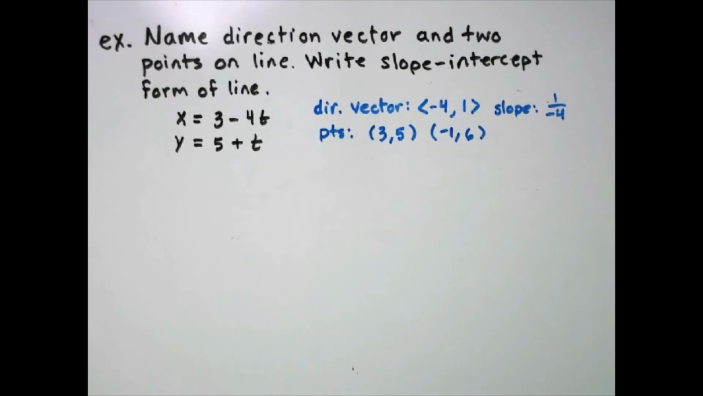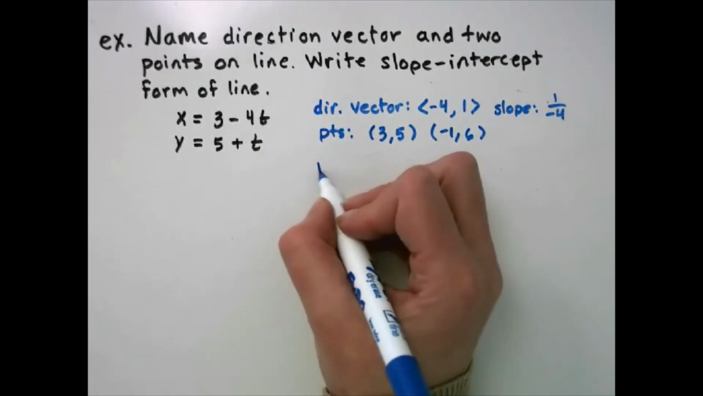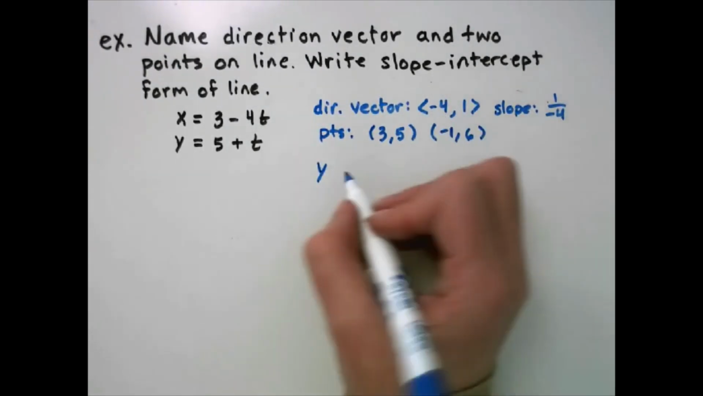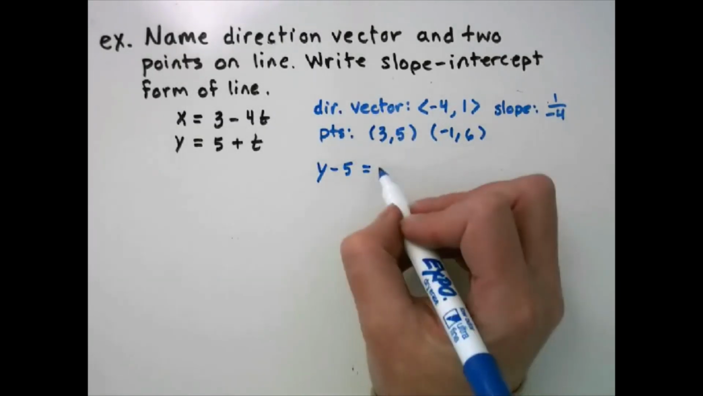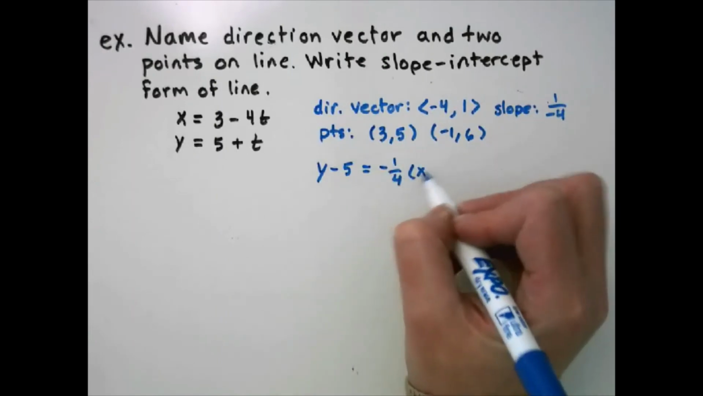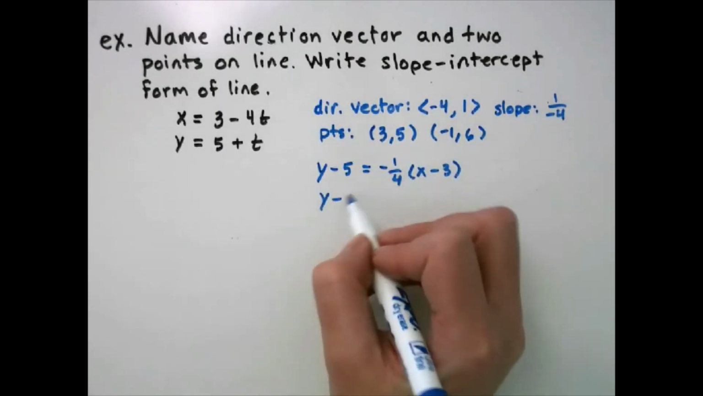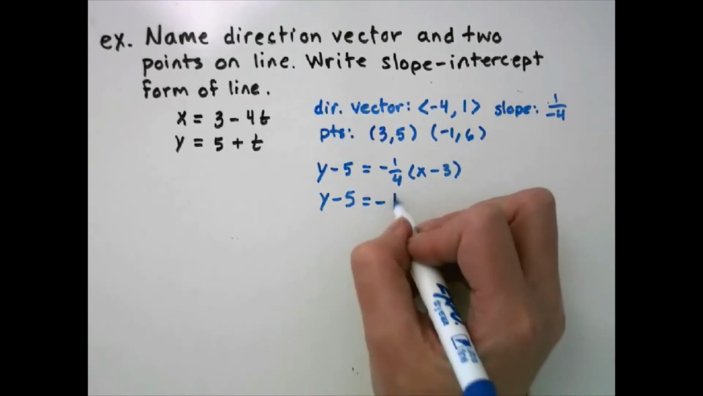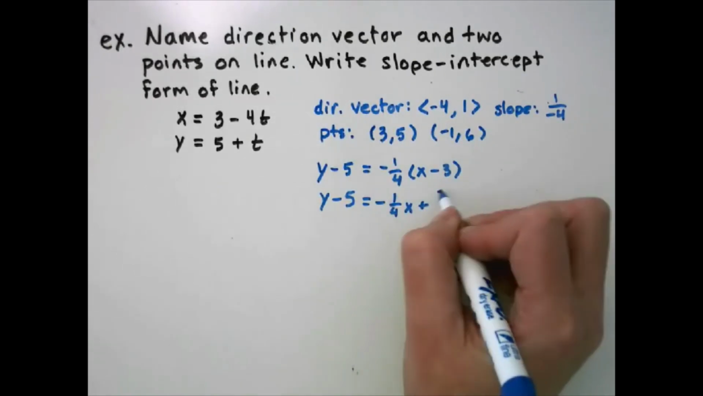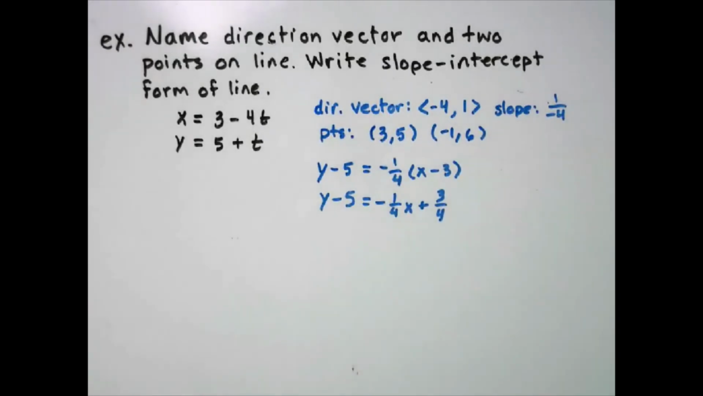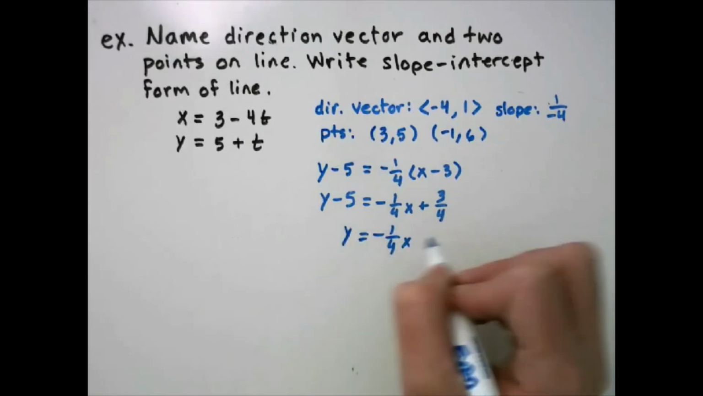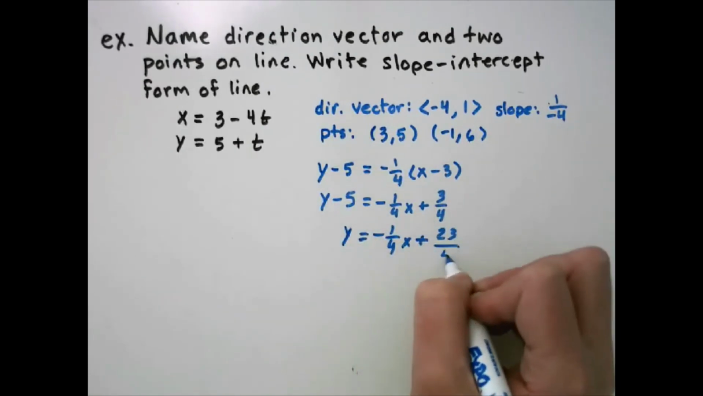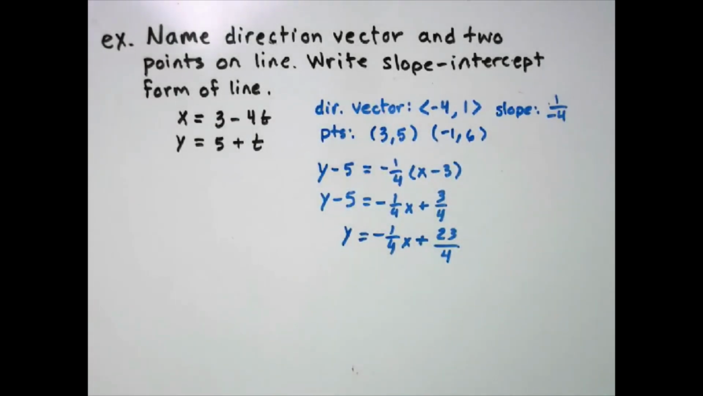Then I can plug this into point slope to find the equation of the line. So we're going to have y, either point, minus 5 equals negative 1/4 x minus 3. Distribute. And then we're going to add 5, which is going to be 20/4. 23/4.